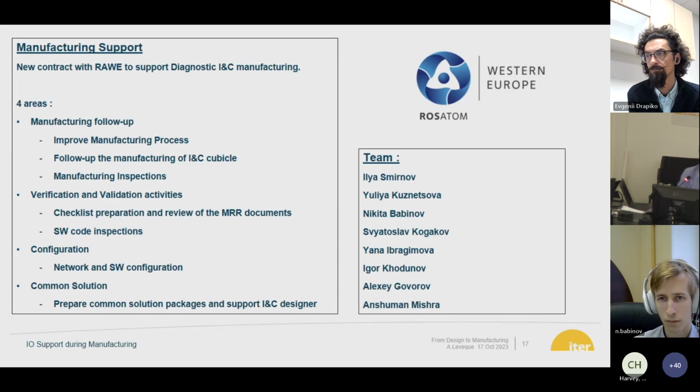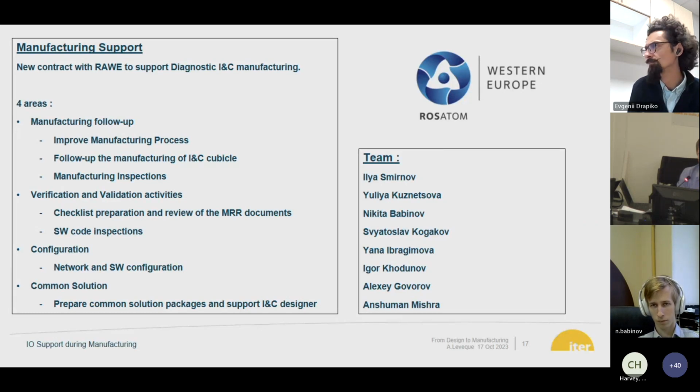So all the checklists have put on in the reference. They were prepared by the team, and they will do also software codes inspection. They will also support the configuration, both network configuration and software configuration, and they will prepare some common solutions.